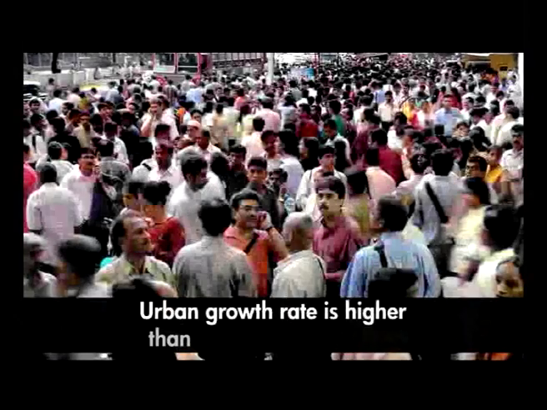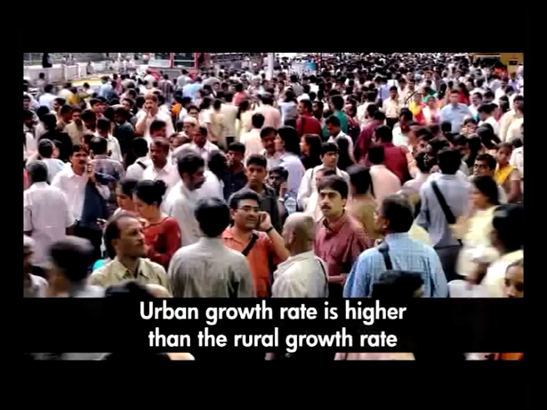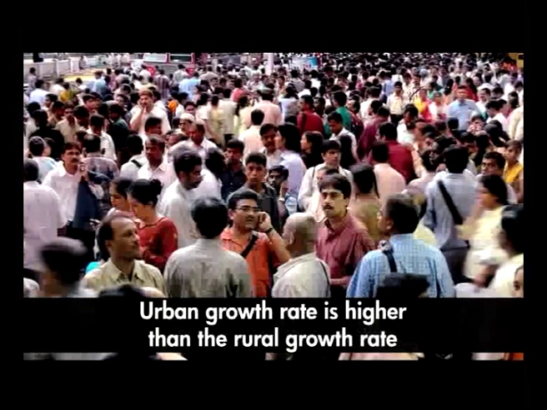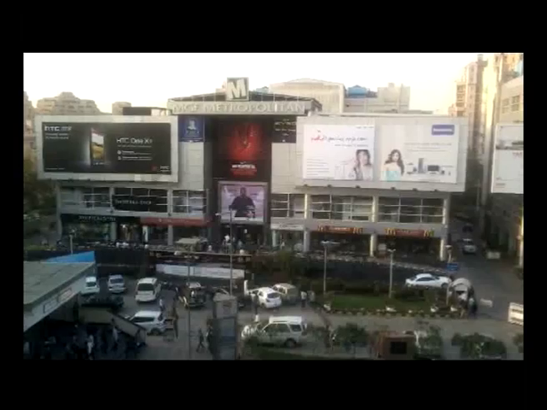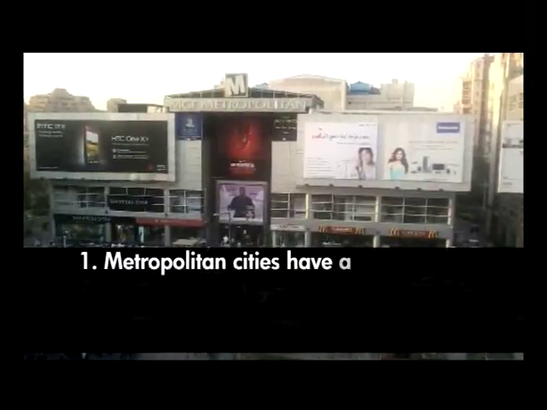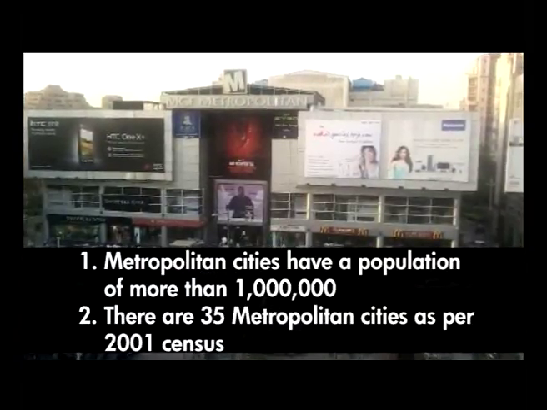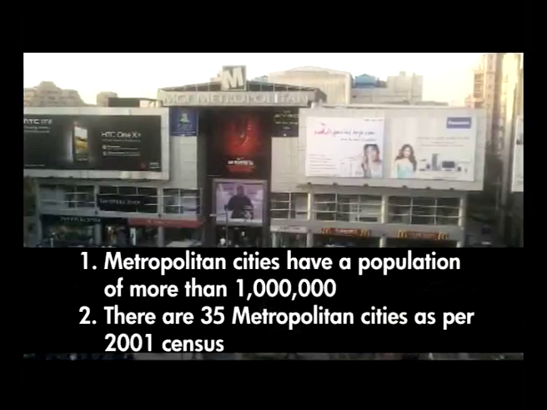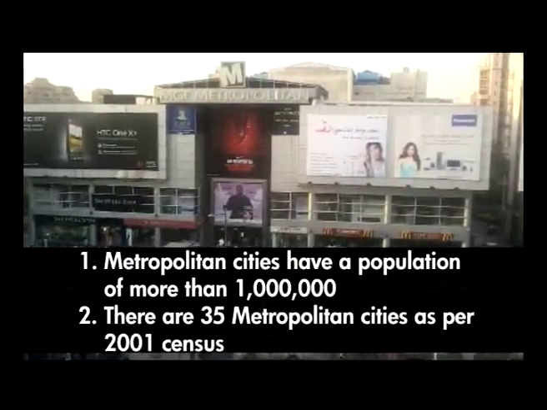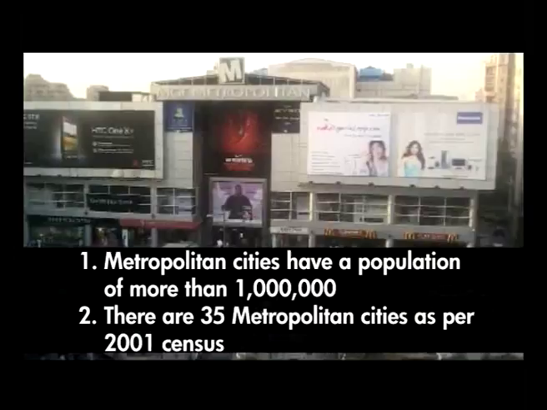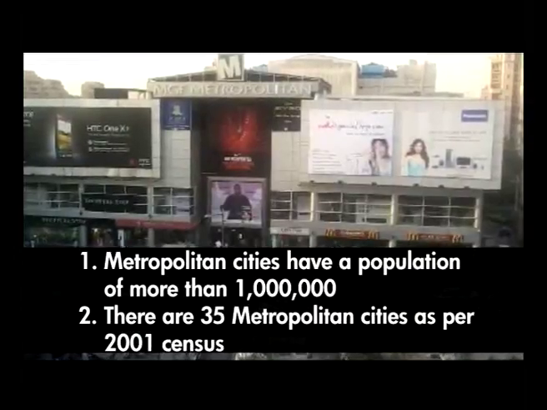The rate of growth of urban population in the country is higher than the rate of growth of rural population. The cities which have a population of more than 1 crore each are called metropolitan cities. There are 35 metropolitan cities as per the 2001 census.